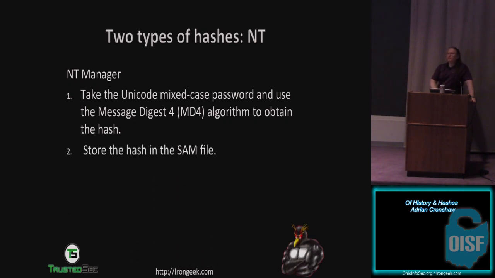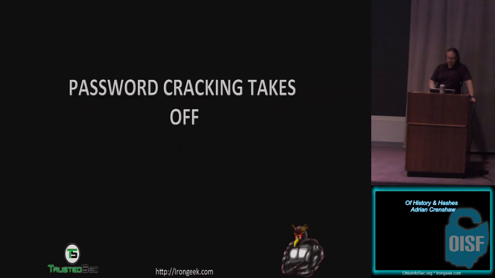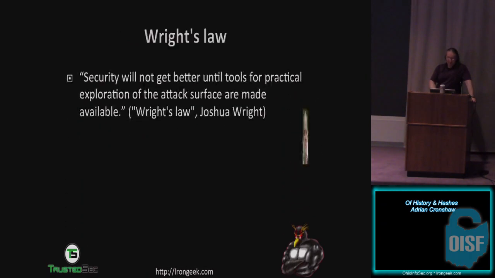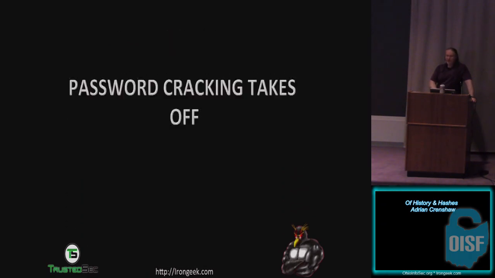So you don't have to worry about the all uppercase issue of LM. Also, they didn't store the hash in the SAM file as before. So that's the problem with those two types of password hashes, and if they'd read the paper from 78, they would have known not to do that. So, reinventing the wheel. Now password cracking really starts taking off in the 90s, but there are precursors to this.